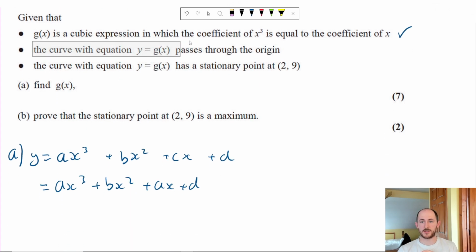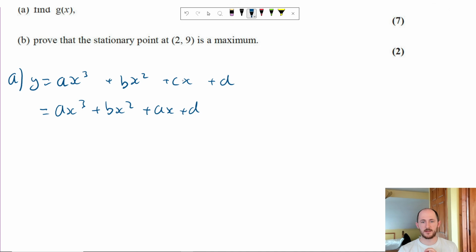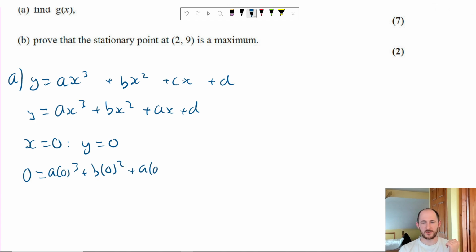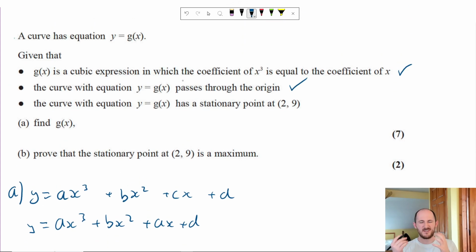The next thing is that it passes through the origin. That means that when x equals 0, y should equal 0. So if I sub that in, we get 0 equals a 0 cubed, plus d. Honestly, you probably worked out what this is already, but I'm just being super thorough. In other words, all of these are 0, so d is just equal to 0. So now we have y equals ax cubed plus bx squared plus ax. That's it. Now we've used that last piece of information there. You see what we're doing here? We're just using all the information they give me in order to work things out.